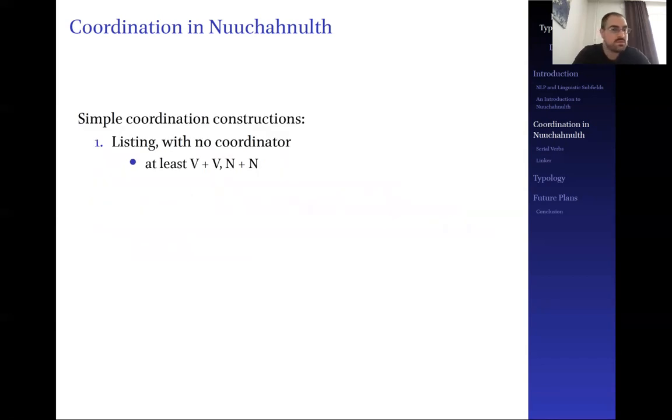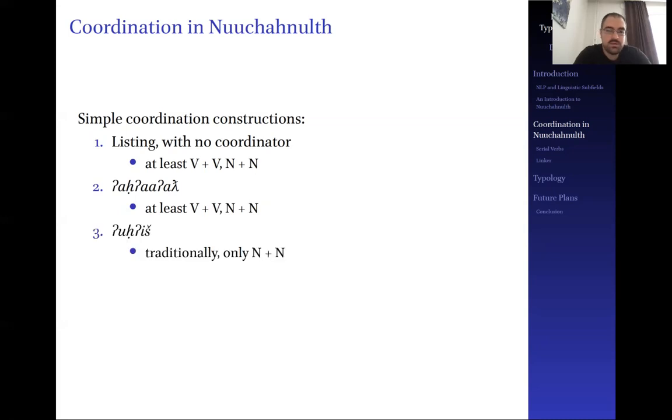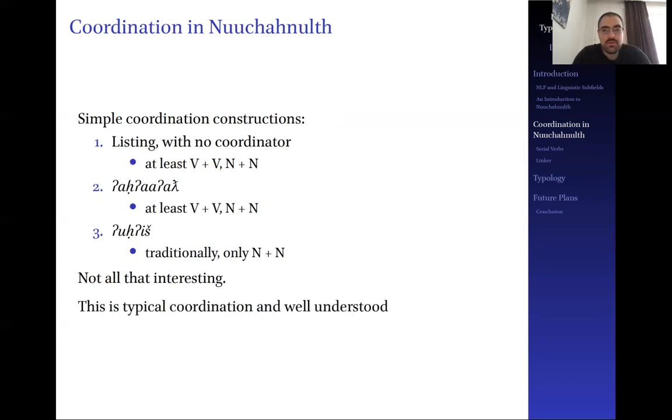So Nuuchahnulth has a few simple coordination constructions. The first of which is just listing. So you can just list verbs in a row, or you can list nouns in a row. You can use the word ahad, which coordinates verbs and nouns as well. And you can use the word ish, which traditionally only is used for nouns. These are actually not all that interesting. This is kind of globally typical coordination, and it's very well understood.